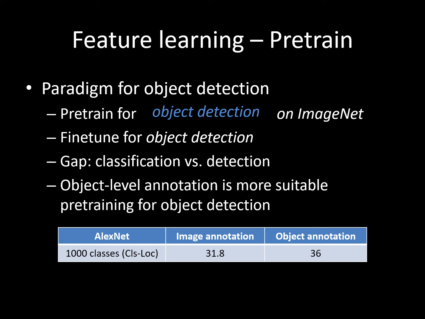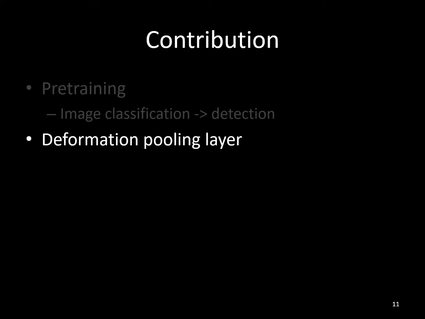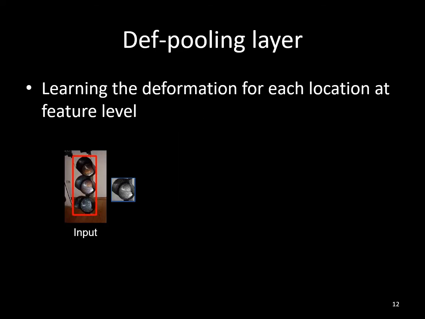The second contribution is the deformation pooling layer. This new layer is proposed for handling occlusion. So this layer can be placed in any layer of the convolutional neural network. Here we will illustrate how we can use an input image, and actually the input can be any input features. For an input feature, we can use convolutional layers that correspond to filters. And here in this example, we use a light bulb as the filter.